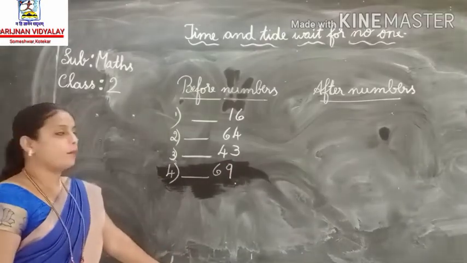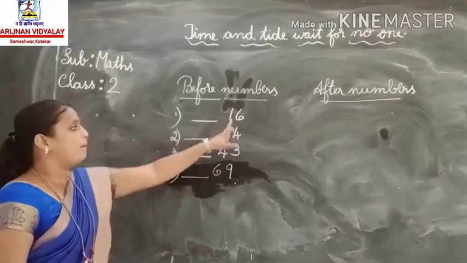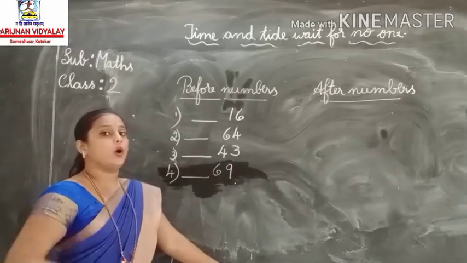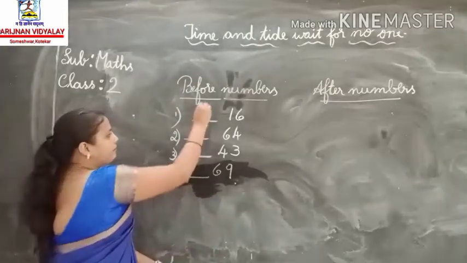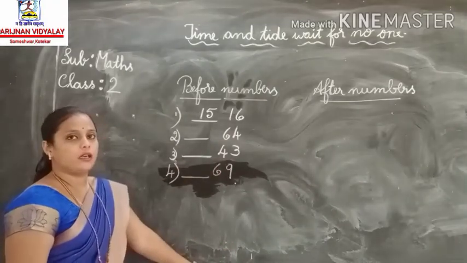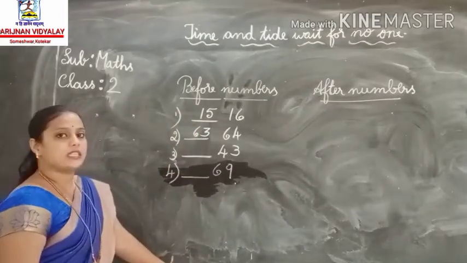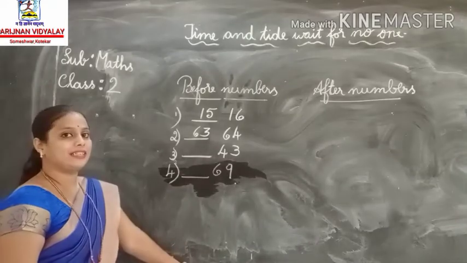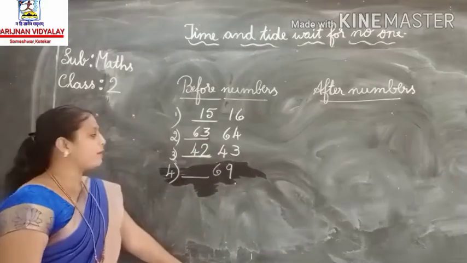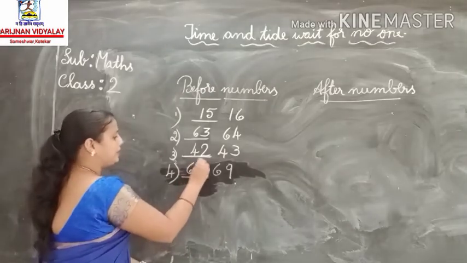Okay, so let us find out before numbers here. Can you tell me which number will come before 16? Go backward. Very good. 15. Which number will come before 64? Before 64 is 63. Correct? Which number will come before 43? Good. 42. And which number will come before 69? Good. That is 68.